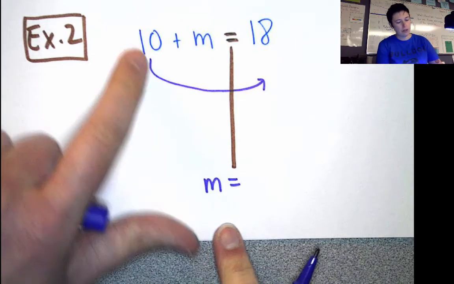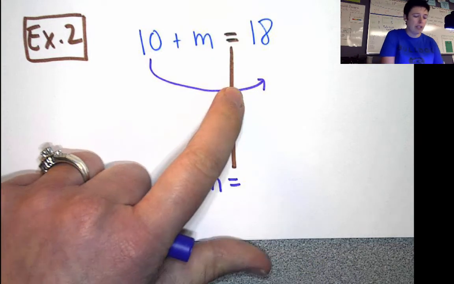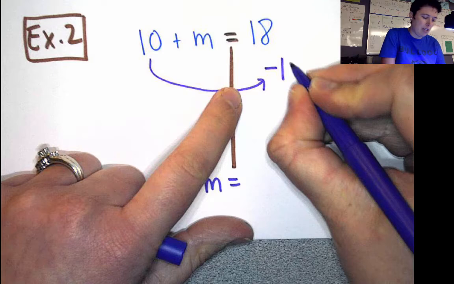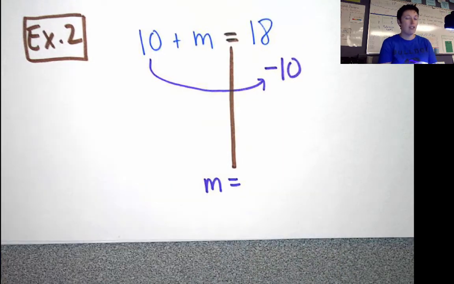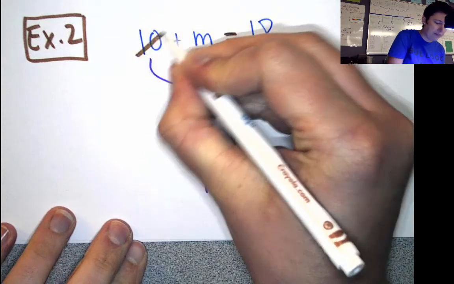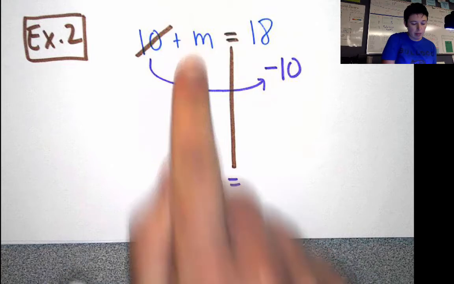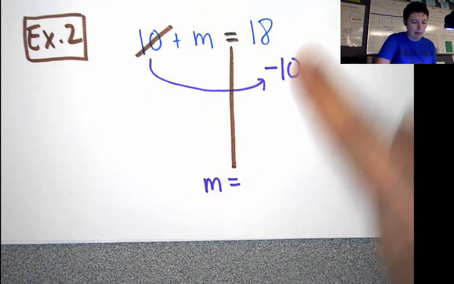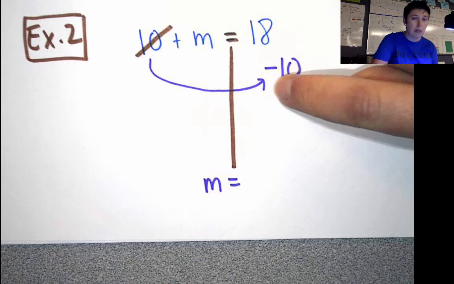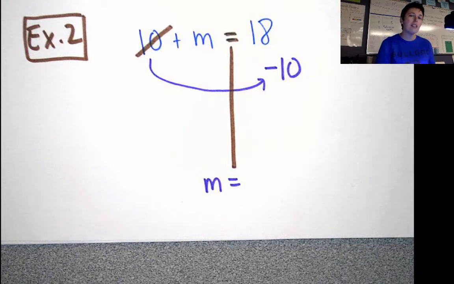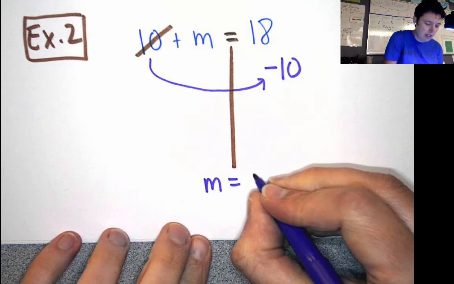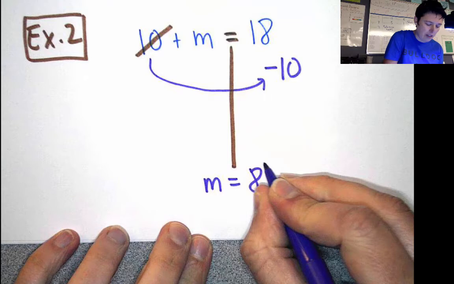And when it goes all the way across the line, it changes from being a 10 to a negative 10, or a minus 10. That moves it to the other side. So I am going to cross the 10 off. It is now moved to the other side. M is now all by itself, which is great, and I'll just do my math. 18 take away 10 is 8. So m is equal to 8.